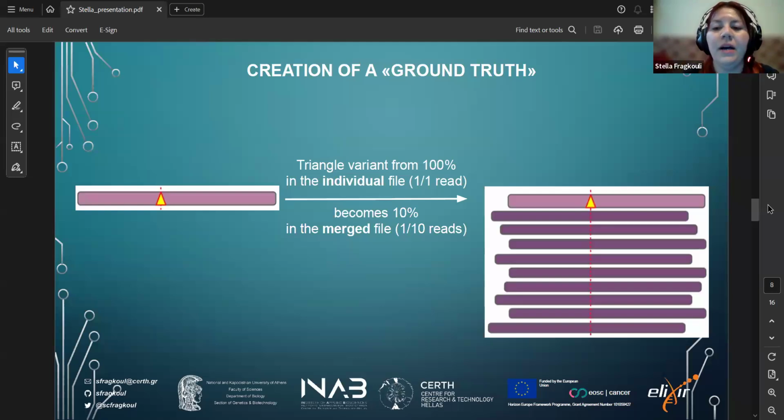So let's say that we have a variant. This is the red triangle, the yellow triangle. In the case where we have just one read, this would be, of course, 100% allele frequency, because 1 out of 1 means all of them. But if we take this read and combine it with a group that will end up in 10 reads, this goes from 100% to 10%. So in principle, this is the main way that we constructed our data set.